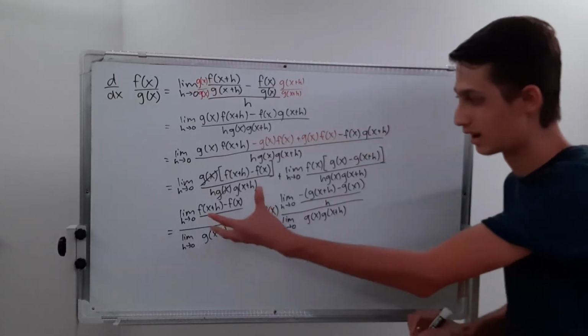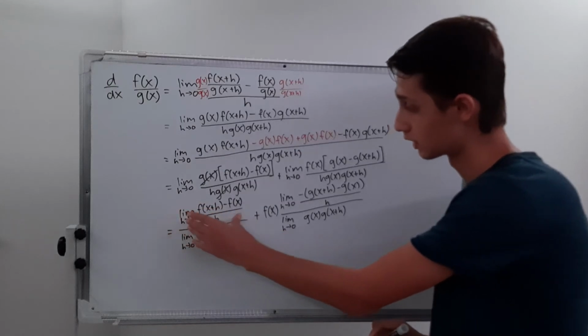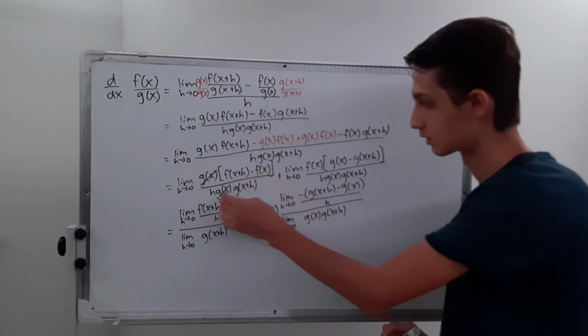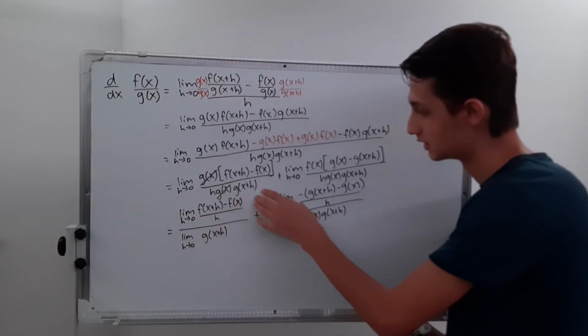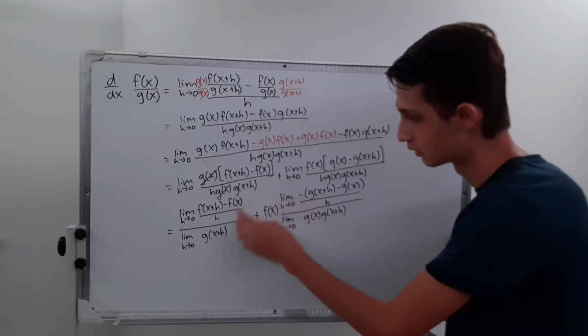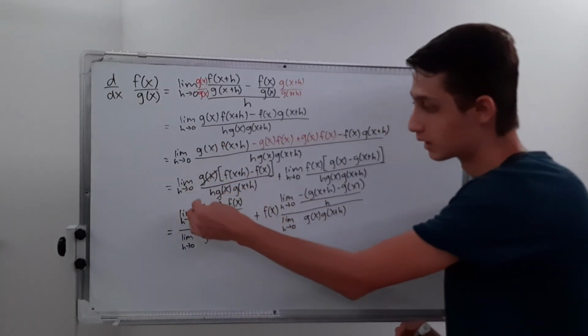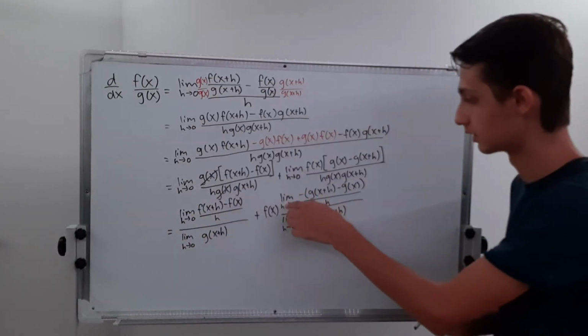Okay, so now we have a weird combination of things. As I said, I took this f of x plus h minus f of x over h as one part, and then we saw that g of x plus h in the denominator, so I'm dividing by that. And when you take the limit of a quotient, you can make that the quotient of two limits actually. Then I factor out the f of x.